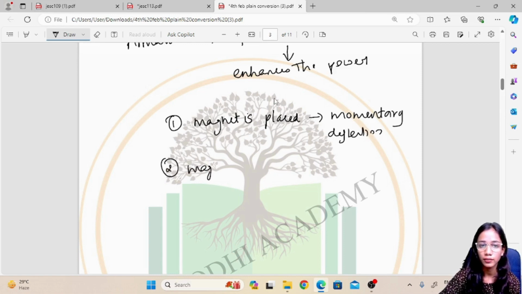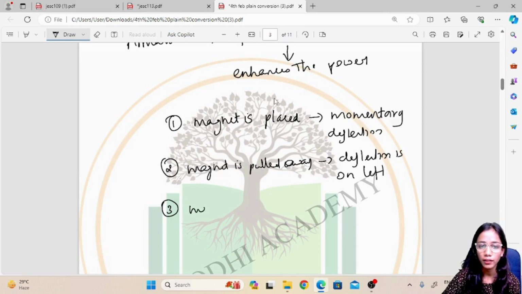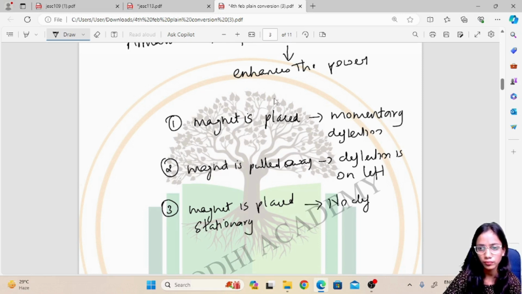When the magnet is pulled away, deflection is on the left. And the third one, when the magnet is placed stationary, we see that there is no deflection. Okay, there is no deflection.